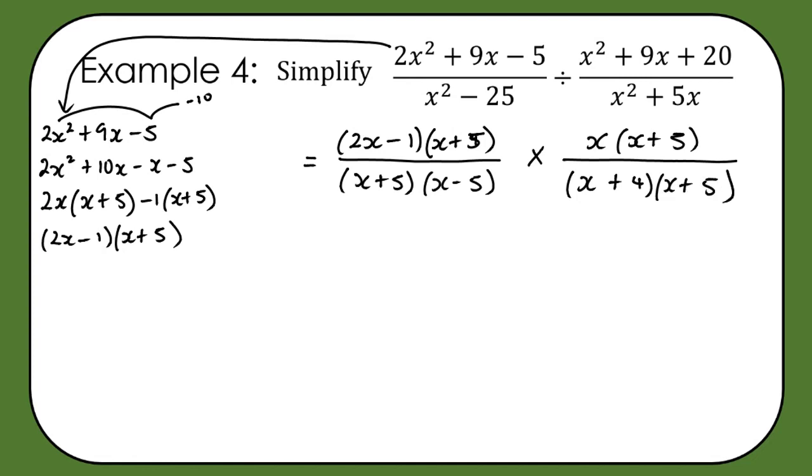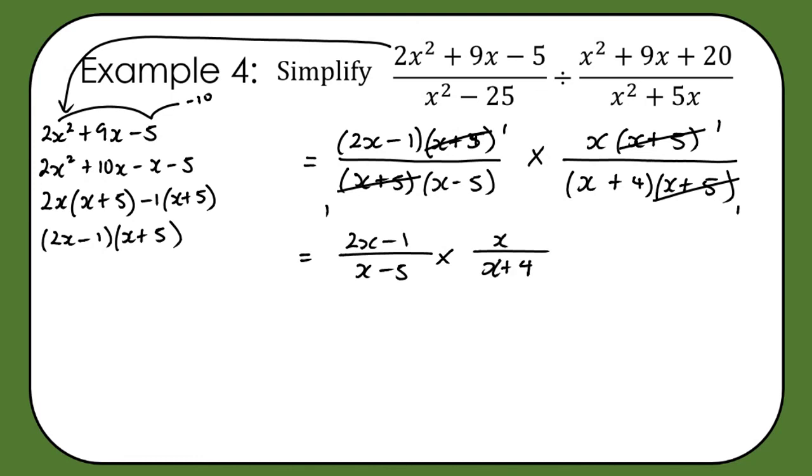Okay, so within each fraction we've got some things that will cancel down. So I'm going to divide this second fraction top and bottom by x plus 5, and the same with the first fraction. Let's get rid of all of those. Okay, so now what we've got is 2x minus 1 over x minus 5 multiplied by x over x plus 4. Let's put those together. So we've got x times 2x minus 1 over x minus 5 times x plus 4.